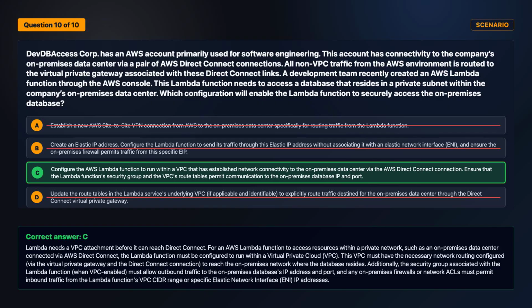Additionally, the security group associated with the Lambda function, when VPC enabled, must allow outbound traffic to the on-premises database's IP address and port, and any on-premises firewalls or network ACLs must permit inbound traffic from the Lambda function's VPC CIDR range or specific Elastic Network Interface IP addresses.